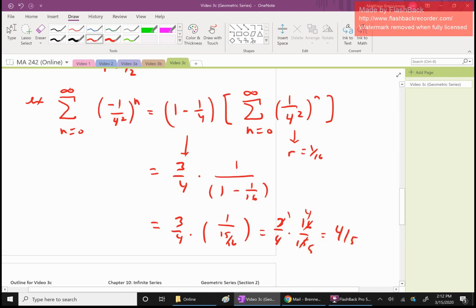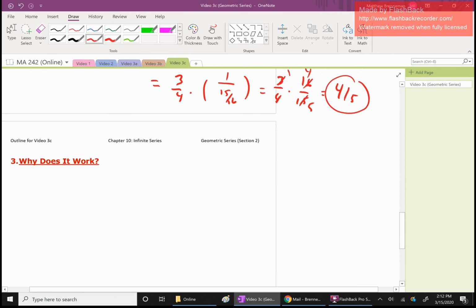And I end up getting 4/5. And that's my final answer. So even though this was not a geometric series, I was able to manipulate it into such a form that its final expression could be written in terms of a geometric series that I can then easily evaluate.